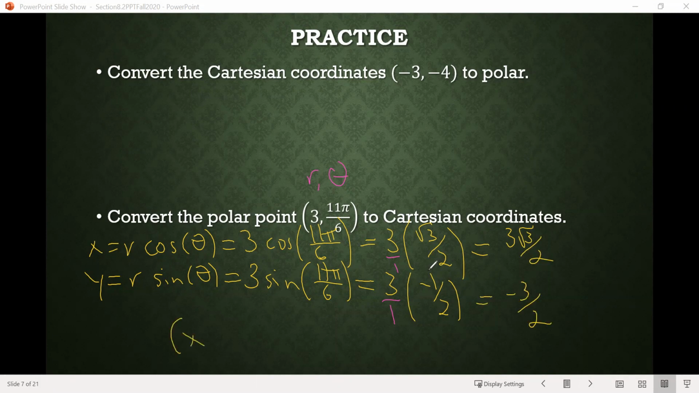So our Cartesian coordinate point there would be 3 √3 over 2, and -3/2. And that's our answer.